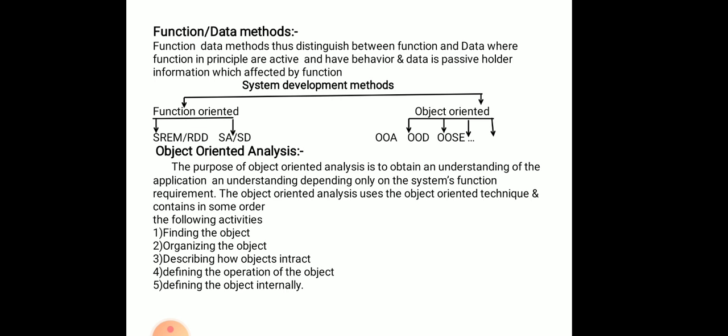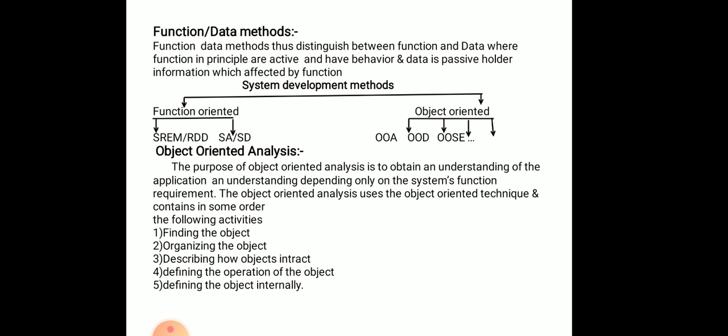Next one, function and data methods. Function means a block of code that contains variables and methods. We know about the function. Then data methods distinguish between the function and data, where a function in principle is active and has behavior, and data is a specific holder of information affected by the function. Means when we execute the function, or when the function is active, then data is in a passive mode.